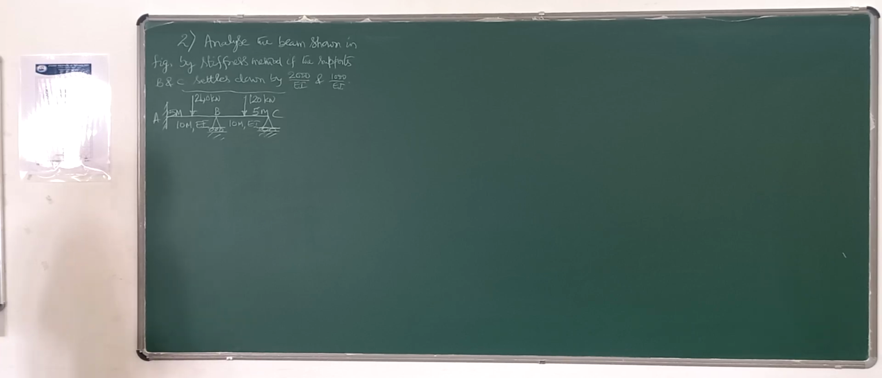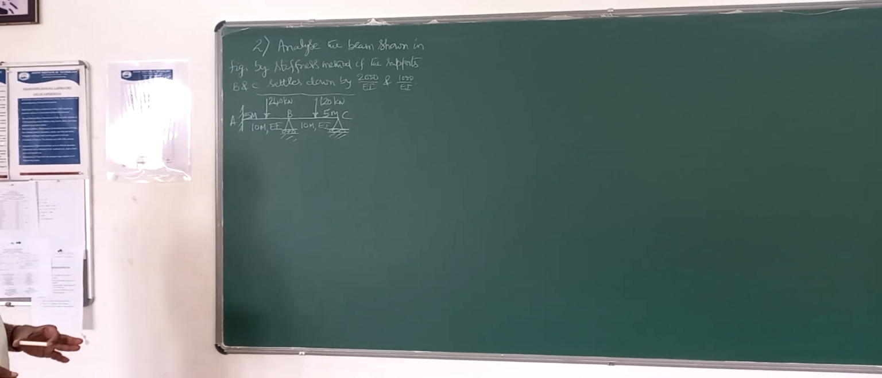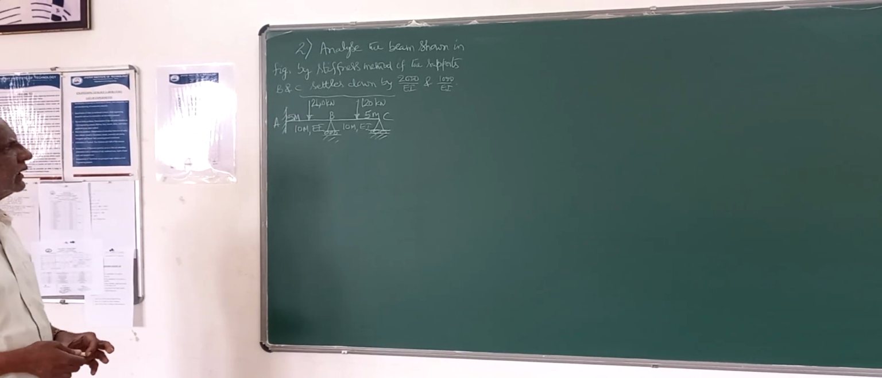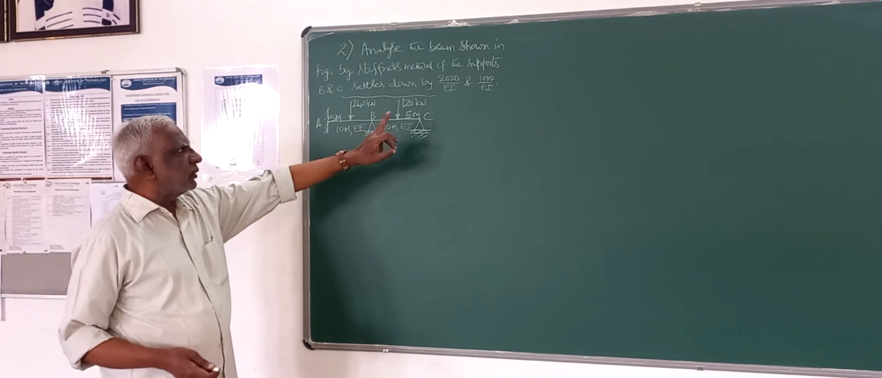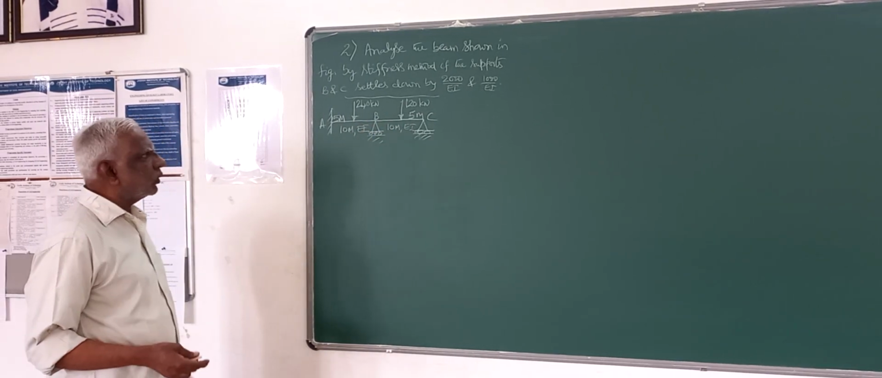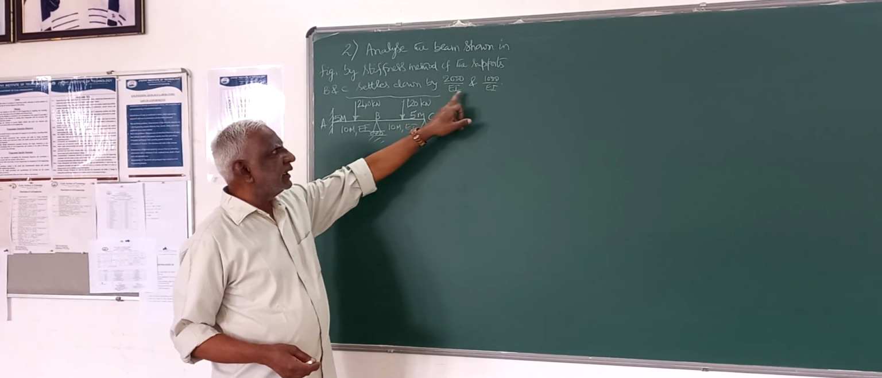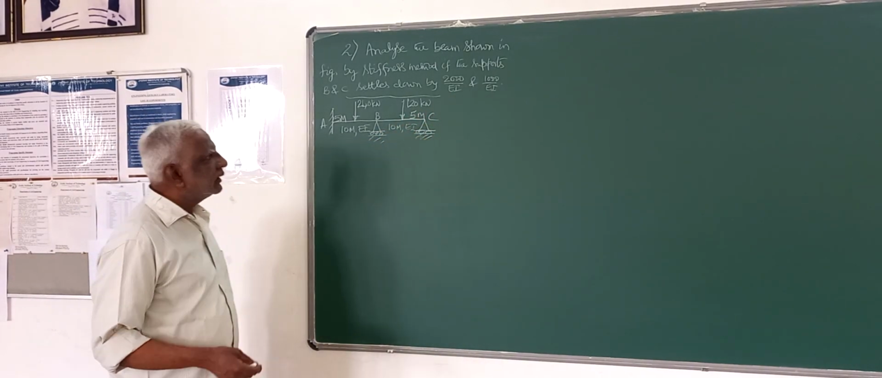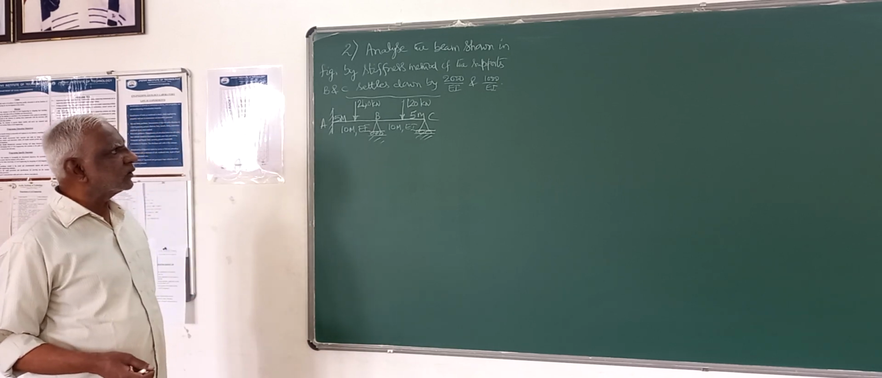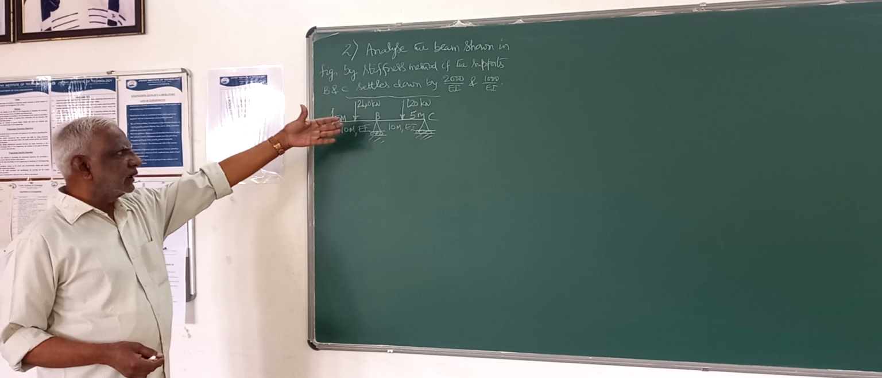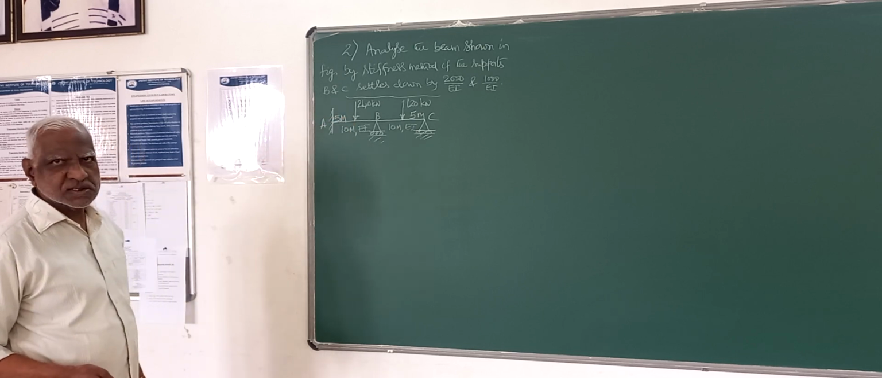Let us take the second example. Analyze the beam shown in figure by stiffness method. If the supports B and C, that's the mid support as well as the right hand support, settle down by 2000 by EI and 1000 by EI. So there is a settlement of support which has been included in addition to the conventional gravity loads.